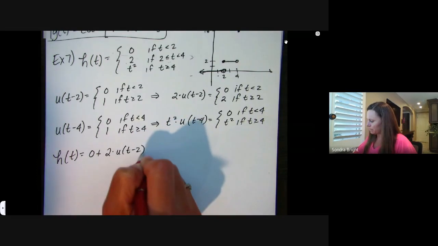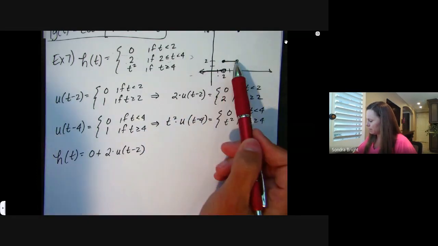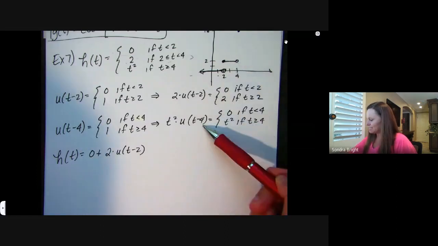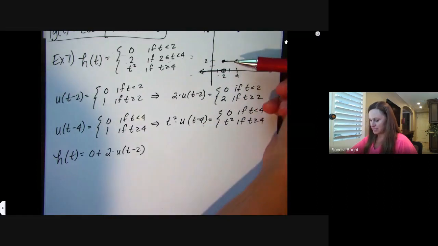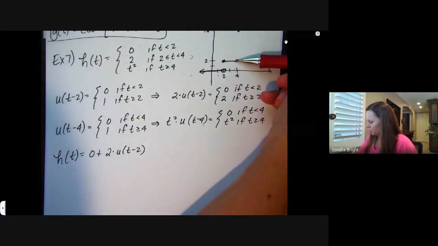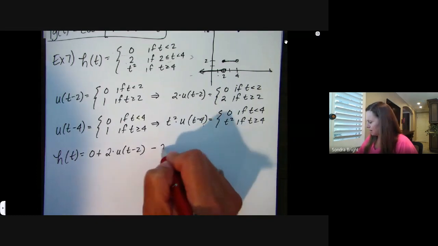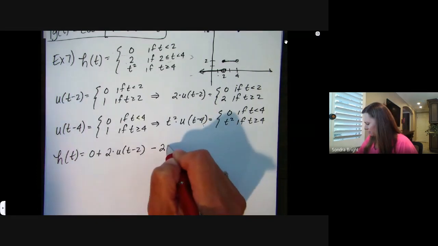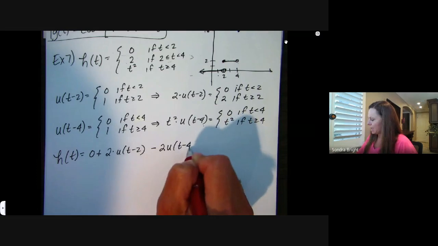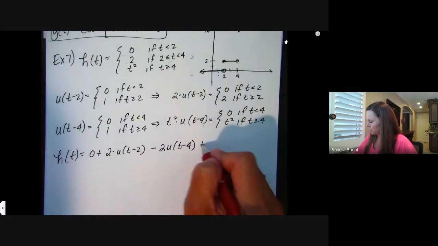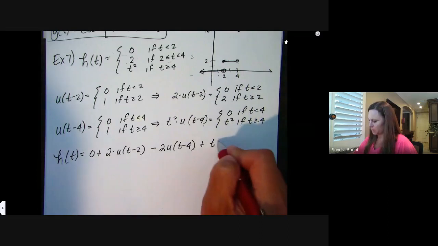So that has turned on this one. This switch has been turned off, and this one is turned on. We need to go to 4, and then at 4 it's going to switch to this one. So I need to turn off this function at 4, which means I'm going to go minus 2 times u of t minus 4. And then I've got to turn on the last one, which is t squared times u of t minus 4.